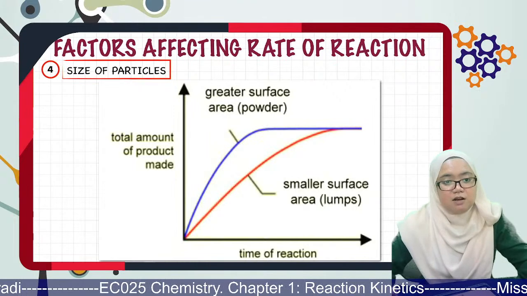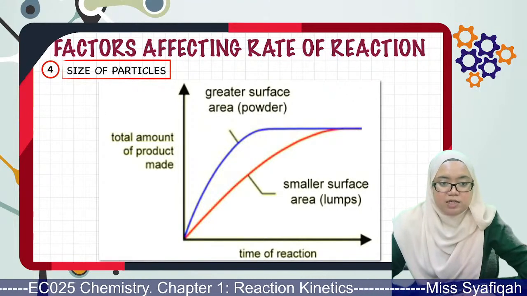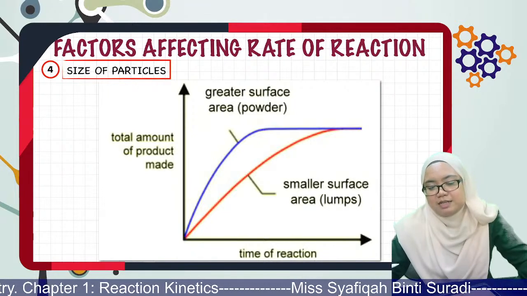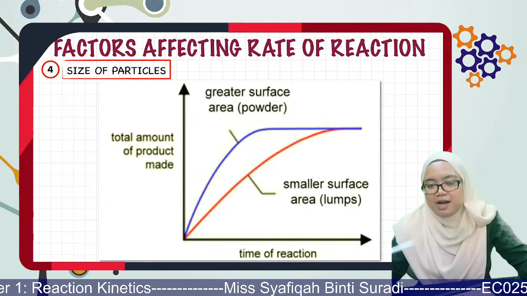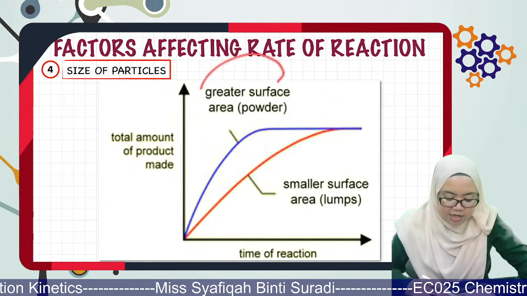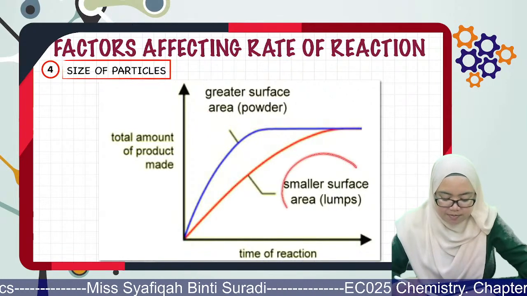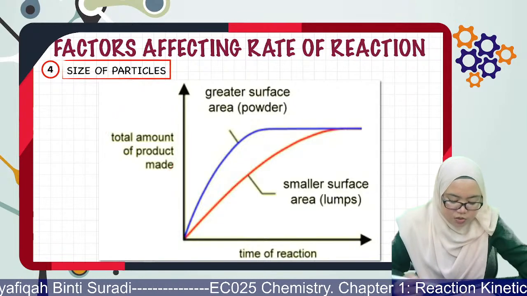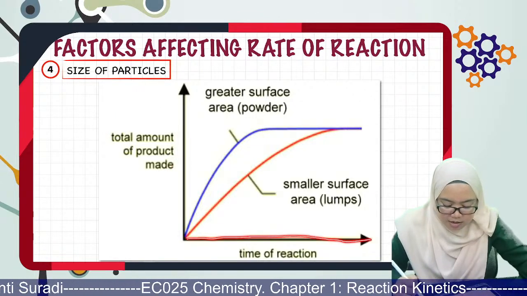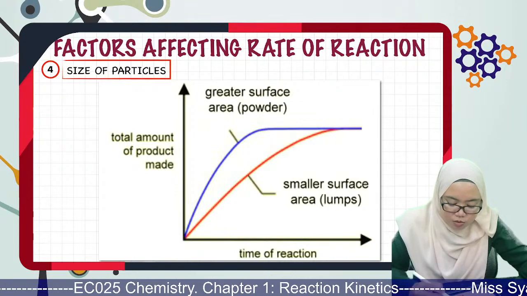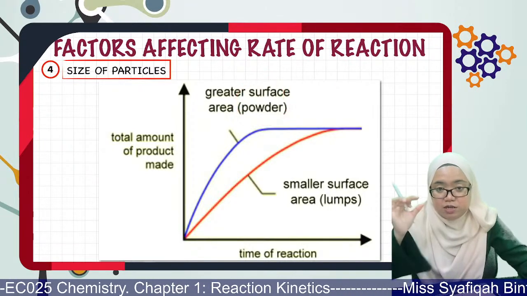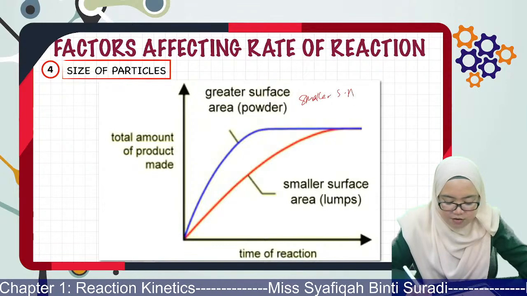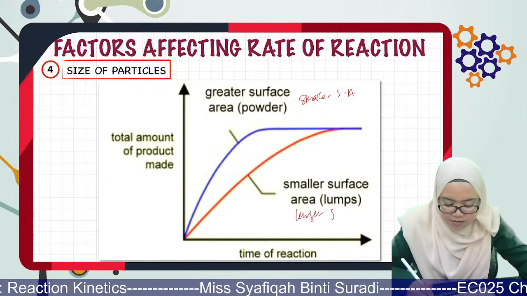Yang ini just graph lah yang nak tunjukkan kenapa smaller size ada higher rate of reaction. So kita tengok yang ini powder, ini lump. Okay, so total amount of product made. So ini adalah time of reaction. So untuk yang powder ni dia ada smaller surface area. So dia smaller surface area, ni larger surface area.